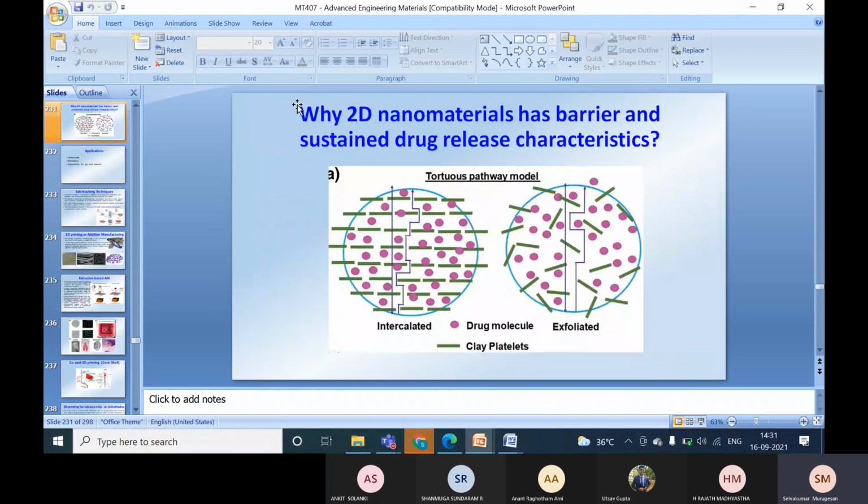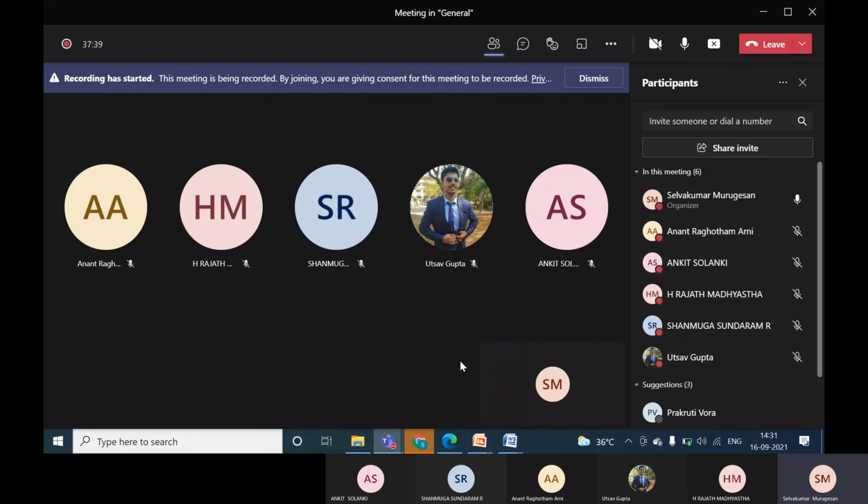Yeah. So if you have any doubt, we can discuss this clay concept or some other topics, the hydrothermal or the sol-gel process. For the midsem, till tomorrow, what I'm going to teach you, maybe till the hydrogel part.